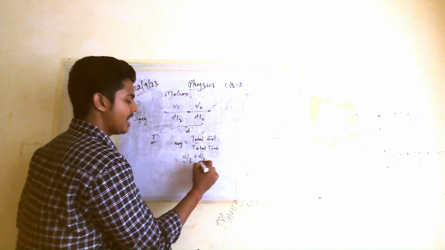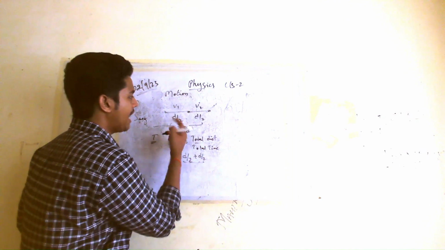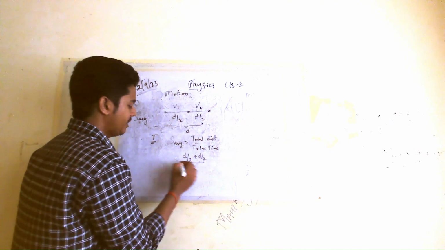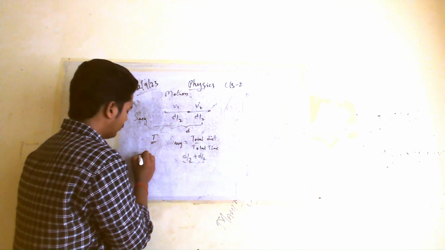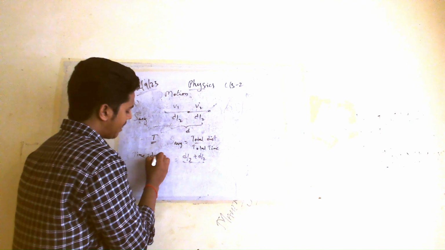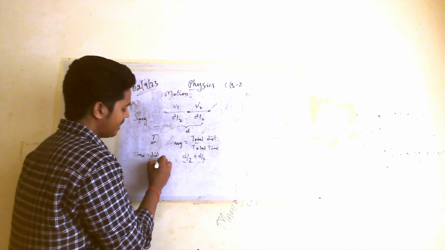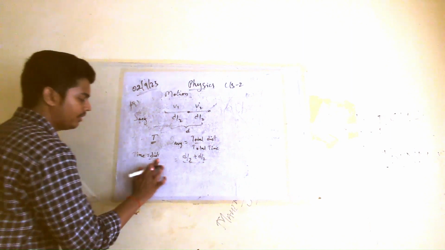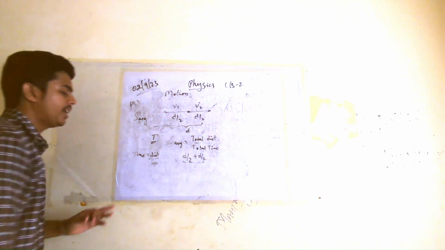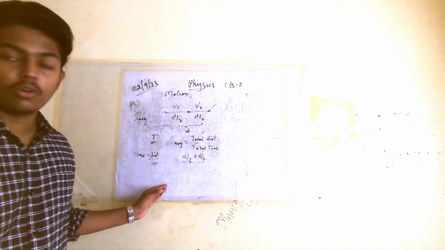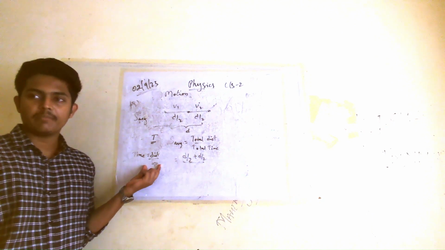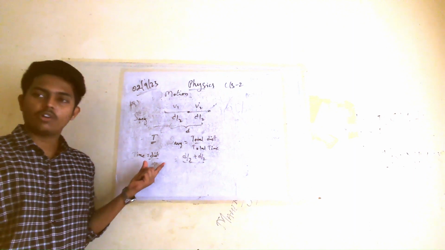Okay, this is d. And total time, what is the time in this interval? For this interval, we know time is equal to distance by speed. From speed is equal to distance by time formula, we can write time is equal to distance by speed.